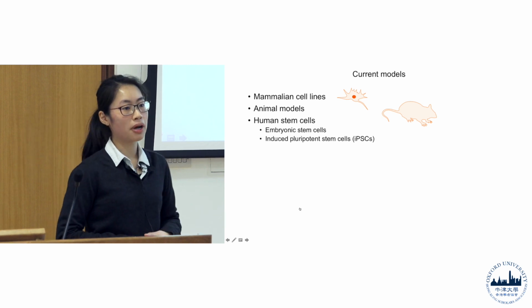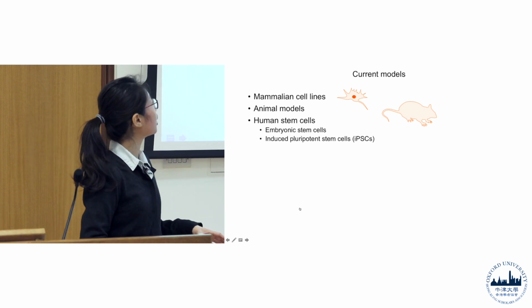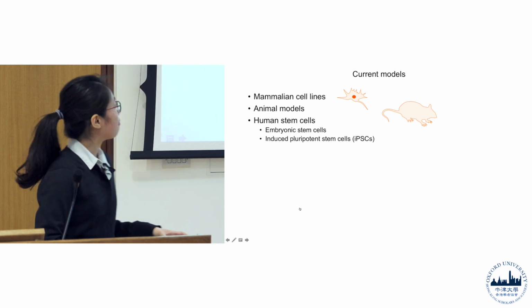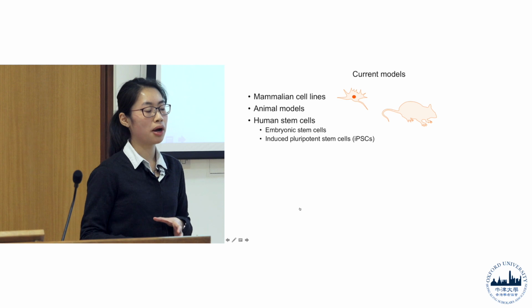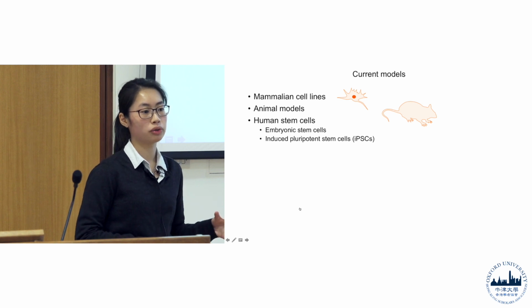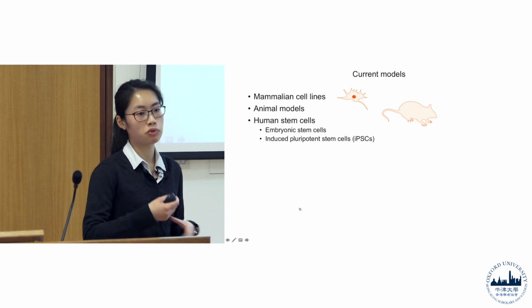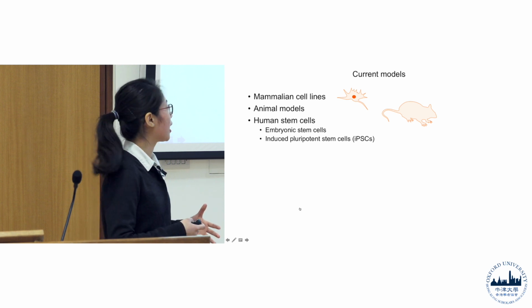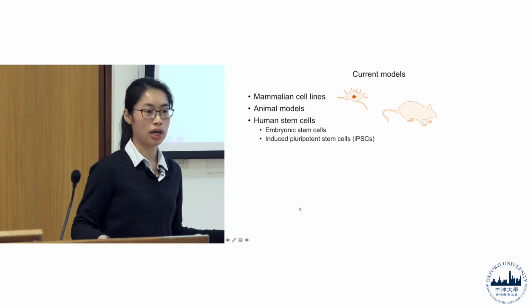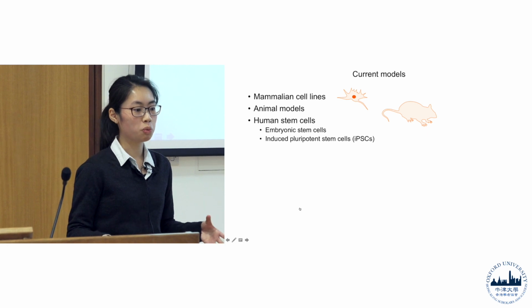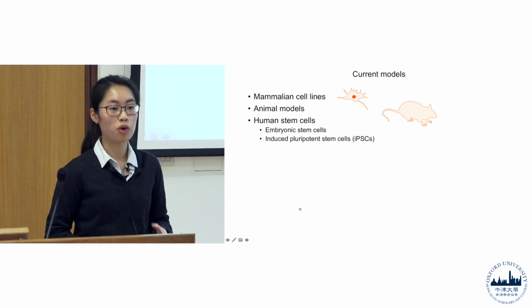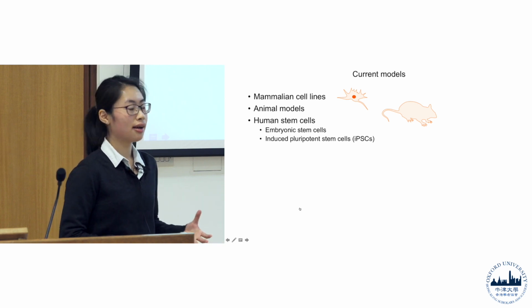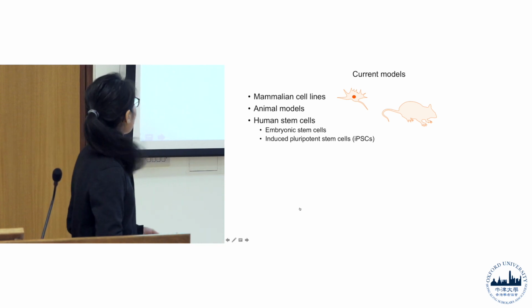So gradually, the field is moving on to using human stem cells. First, using embryonic stem cells. Those are cells you take from human embryos, and they can self-renew unlimitedly, and then they can become whatever cell types that you want them to become, in theory. But because they are also from embryos, they are difficult to obtain, and there are also ethical issues.